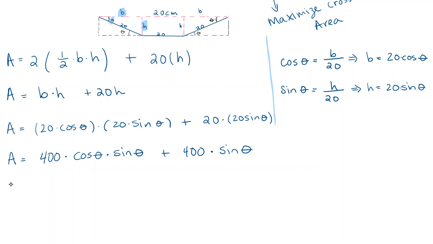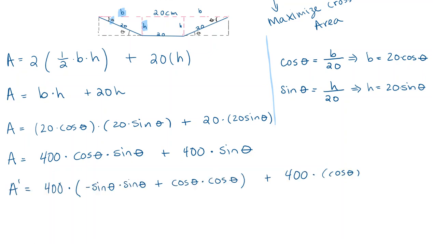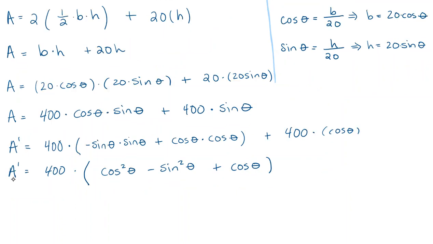So we would take the derivative of this equation. Taking the derivative term by term, we would use the product rule to take the derivative of cosine times sine, all times 400, plus 400 times the derivative of sine, which is cosine. So we get this as our equation for the derivative of area. Now, as we seek to find critical points, we'll want to see for what theta values the derivative of area could ever equal 0 or not exist.